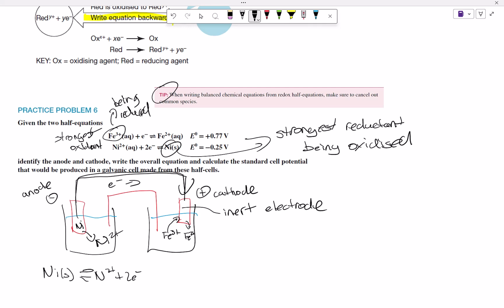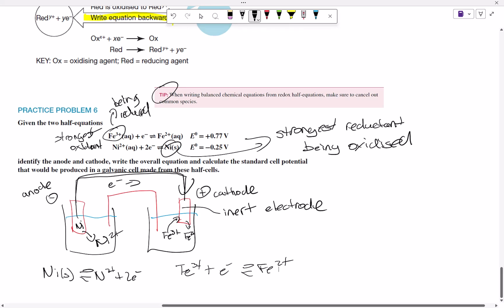All right. What's next? So we've identified the anode and cathode. What's occurring at the anode and cathode? So the reaction here would be Fe3 plus plus an electron goes to Fe2 plus. Again, you've got to make sure you put the proper states on there as always.